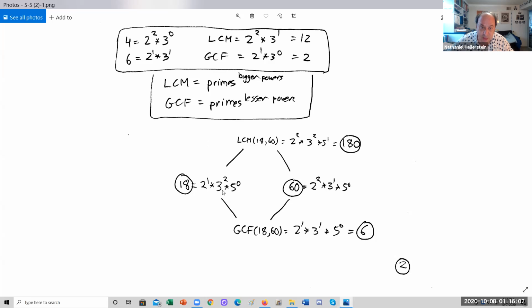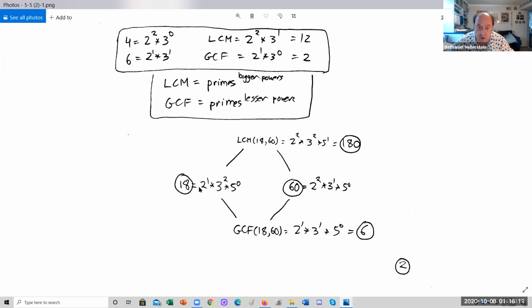Anyhow, for the LCM, we take the greater of the two powers. 2 to the 1, 2 to the second, 2 to the second. 3 to the second, 3 to the first, 3 to the second. 5 to the 0, 5 to the 1. So 2 squared, 3 squared times 5 is 180.